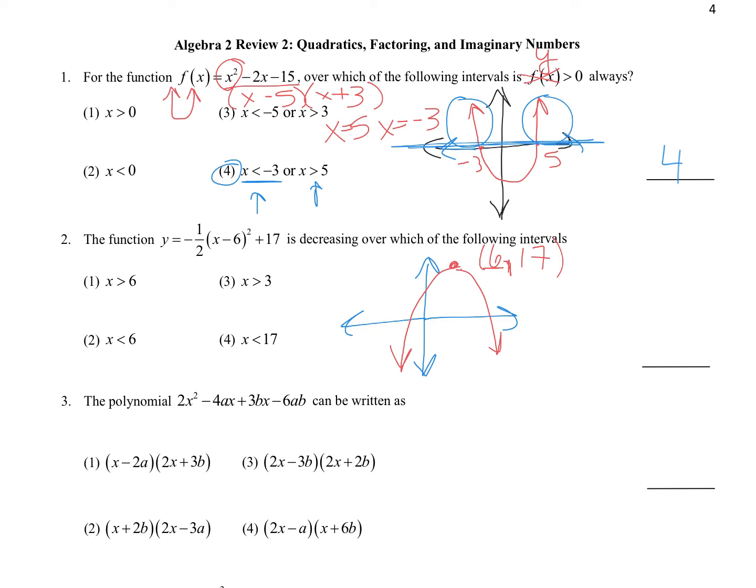So it's decreasing on this side of the graph, going down. So that's from x equals 6 to infinity. So just to write this in interval notation, that would be 6 to infinity. We don't include the turning point in the decreasing, but that could also be written as x is greater than 6.